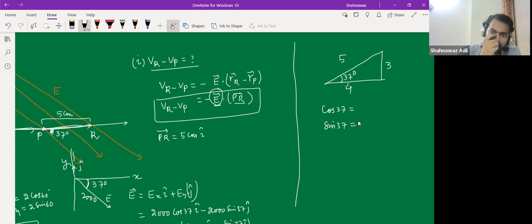Cos is what? Base upon hypotenuse, right? So B by H. So cos 37 would be how much? 4 by 5, right? So cos 37 is 4 by 5. And Rabia, what is sin 37?